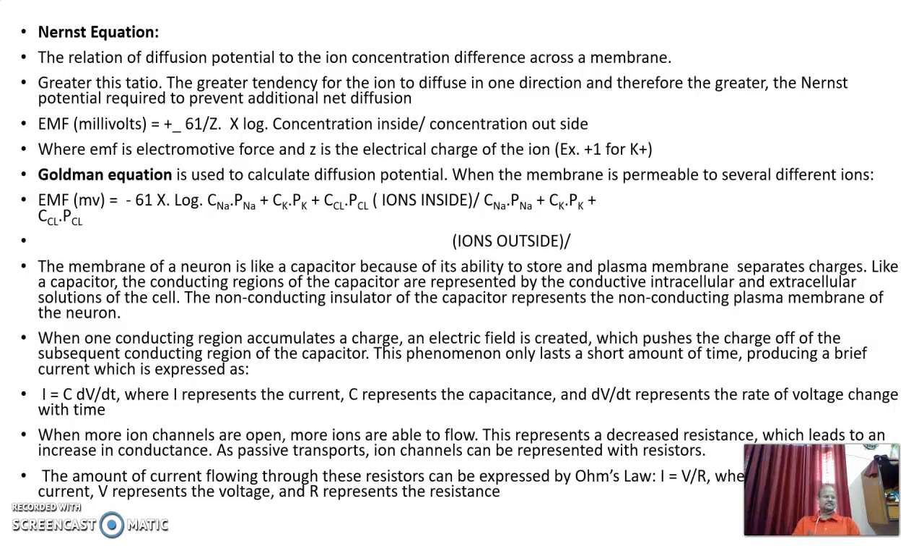In the conduction of charge in an electric field, when one conducting region accumulates charge, it pushes the charge to the subsequent conducting region. This phenomenon occurs in a short amount of time, producing a brief current, expressed as I equal to C times the change in voltage over time, that is, how much difference occurs in voltage in a given time duration.